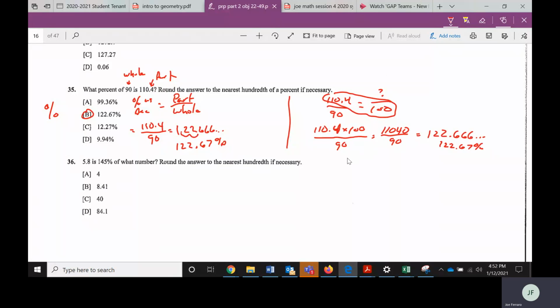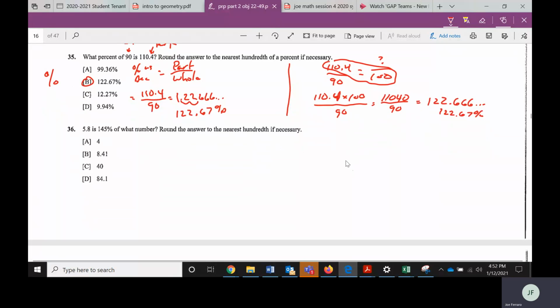One more on this page. This is like another problem we've done, but the reason I'm doing this is because there's a percent over 100. So let's look through. It says 5.8 is 145%. So we have the percent of, and then we don't know what's after the word of. So that means we're looking for the whole.